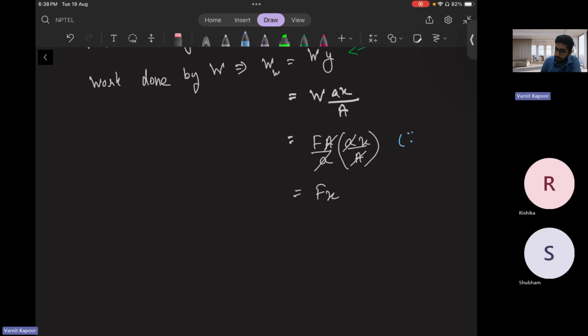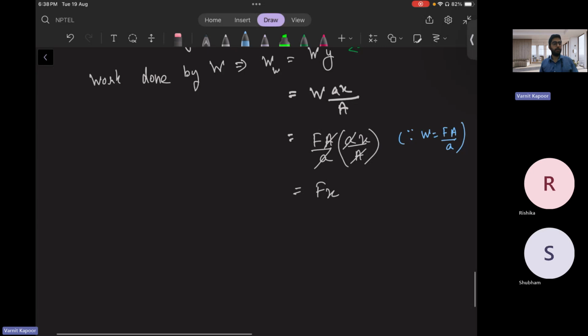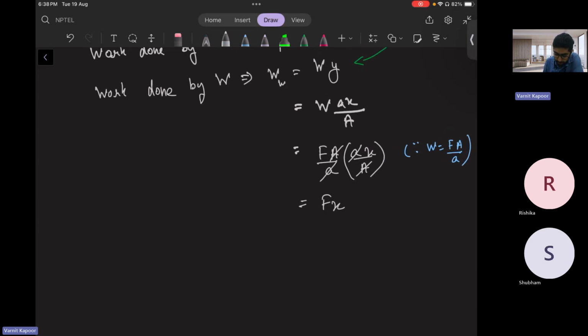Since W is nothing but F A by a from above, both the displaced work done is the same from both the sides. So energy is converted and conserved. All right. So work is a form of energy only, and heat is also a form of energy, but because of the temperature difference. Therefore, I can say energy is also conserved.